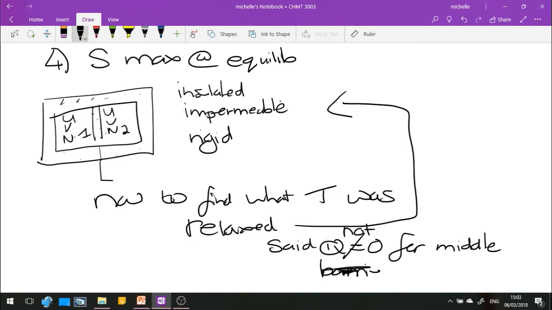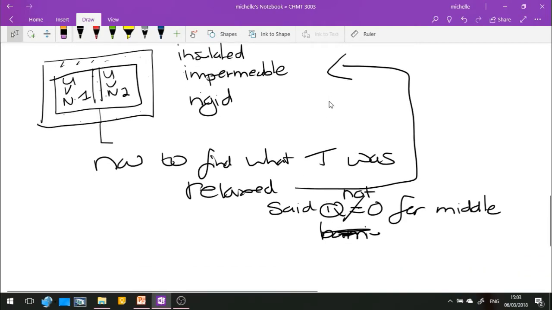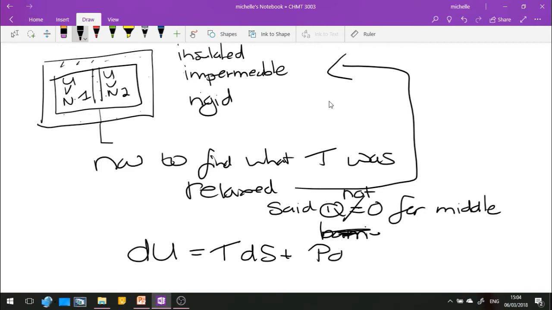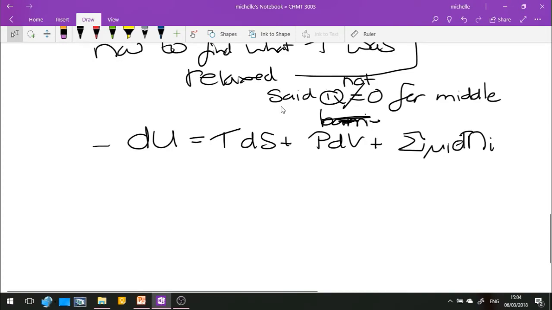But we couldn't do an enthalpy or an internal energy balance because our total U would have been 0. So what we did is we figured out the entropy, using this equation: T dS plus P dV plus the chemical potential times dNi. And we said, okay, fine, let's use this and find it for side 1 and find it for side 2.